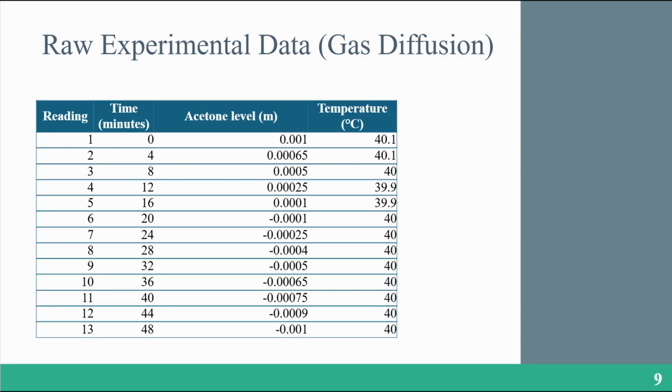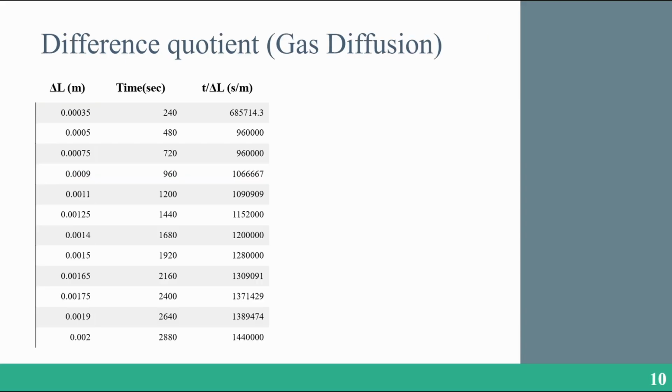So here is the raw experimental data for the second experiment, and as you can see clearly, the acetone level of the liquid decreased pretty steadily over time, which of course is the acetone vaporizing into the system. As you can see here, we have calculated the difference quotient, which is the time over the change in length, so we can plot it on a graph.